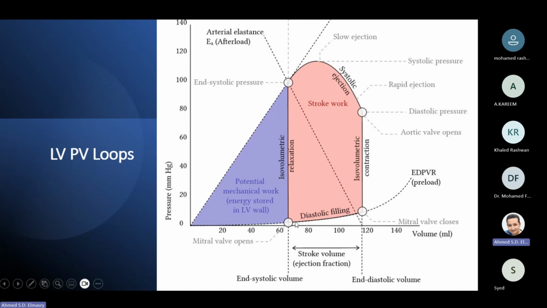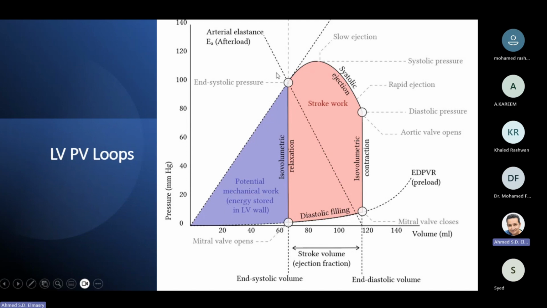And you will notice that there is minimal change in the pressure here, but the volume will increase from this point to this point. So at this point, this is the end diastolic volume, and this one is the end systolic volume. So the difference between this point and this point is equal to the stroke volume that has been ejected by the heart with each cardiac cycle.